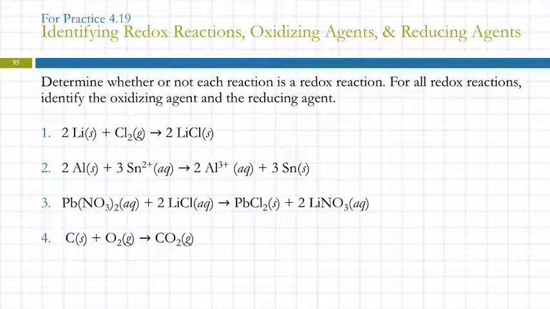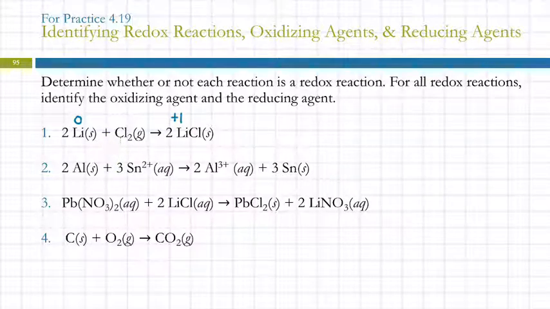So lithium here has a charge of 0, an oxidation state of 0. Over here in lithium chloride, what is the oxidation state or the charge on the lithium ion? It's +1. We know that from its position in the periodic table. It forms a +1 ion. It does that by losing an electron, right? Oxidation is loss of electrons, so lithium is being oxidized.